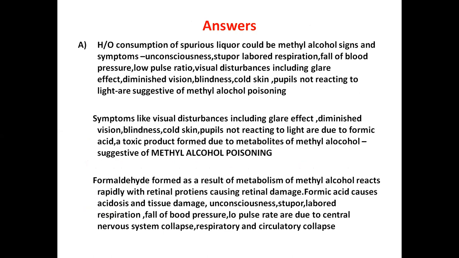History of consumption of spurious liquor could be methyl alcohol. The signs and symptoms, unconsciousness, labored respiration, fall of blood pressure, low pulse rate, visual disturbances including glare effect, diminished vision, blindness, cold skin, pupils not reacting to light, are suggestive of methyl alcohol poisoning.